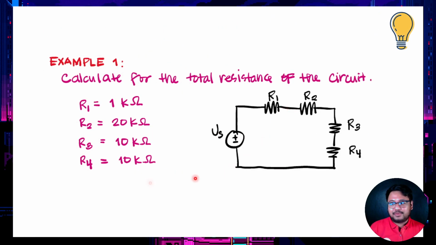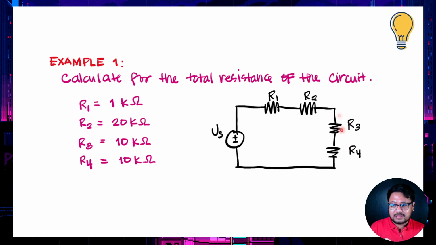Let's have an example, a simple example. Example number 1. Calculate the total resistance of the given circuit, given that R1 is 1 kilo ohm, R2 is equal to 20 kilo ohms, R3 is equal to 10 kilo ohms, and R4 is equal to 10 kilo ohms. We now have this circuit configuration. We have our voltage supply and then our 4 resistors.